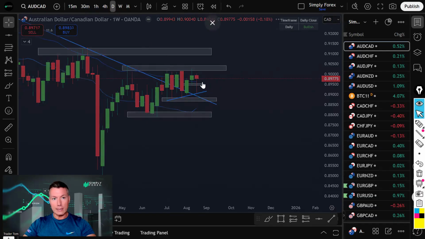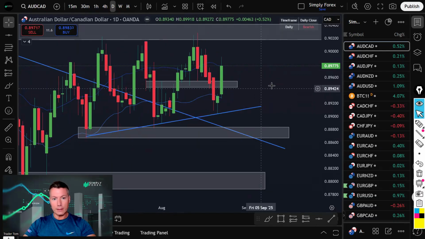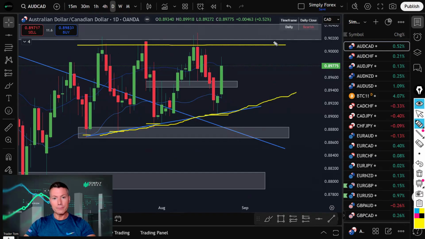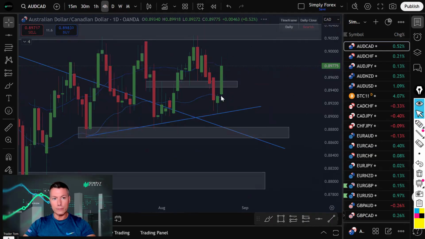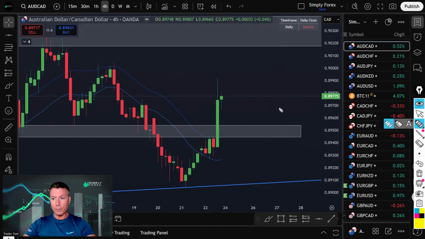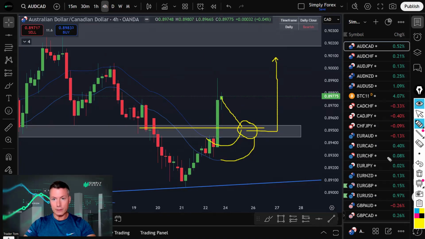If you look at the daily chart, you can see here we've got a bit of a trend line through here as well. So this is almost an ascending triangle, and we had this big bullish daily candle. If we go to the H4 now, I'll be looking for a pullback into this support level here. We get the river coming round. In here we could have a really good buy trade on Aussie dollar, Canadian dollar.